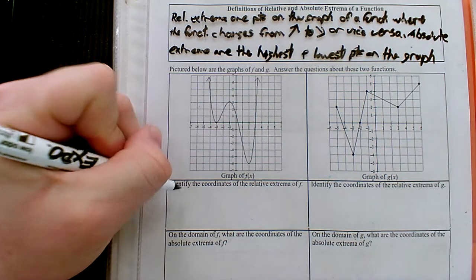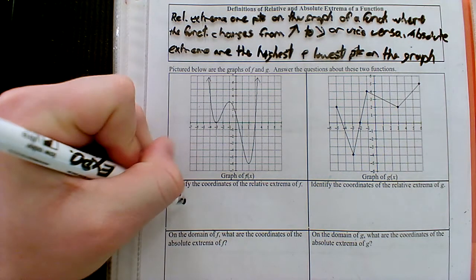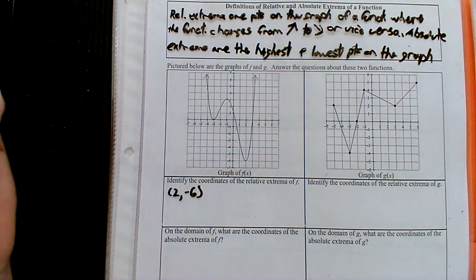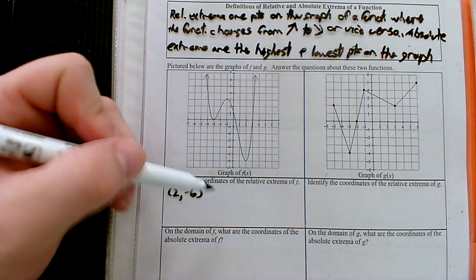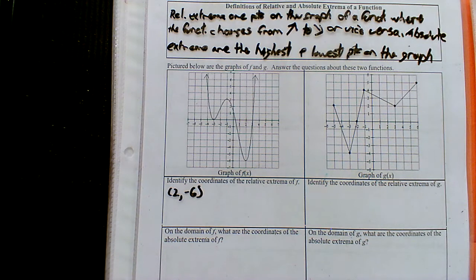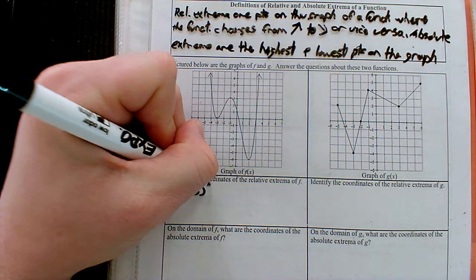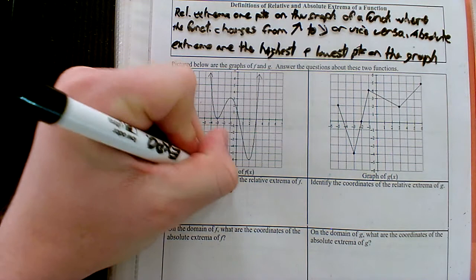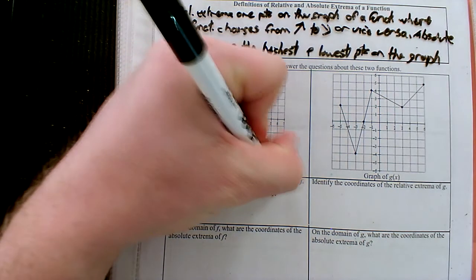Dan. 2, negative 6. 2, negative 6, and that is a what? Min. Wait, extreme. Okay, we're asking about relative right now, I was thinking of absolute. So is that a relative min? Yes, relative. Okay. Are there any other relative mins? Yes. Where at? Negative 3, 0. Okay, so those are relative mins.